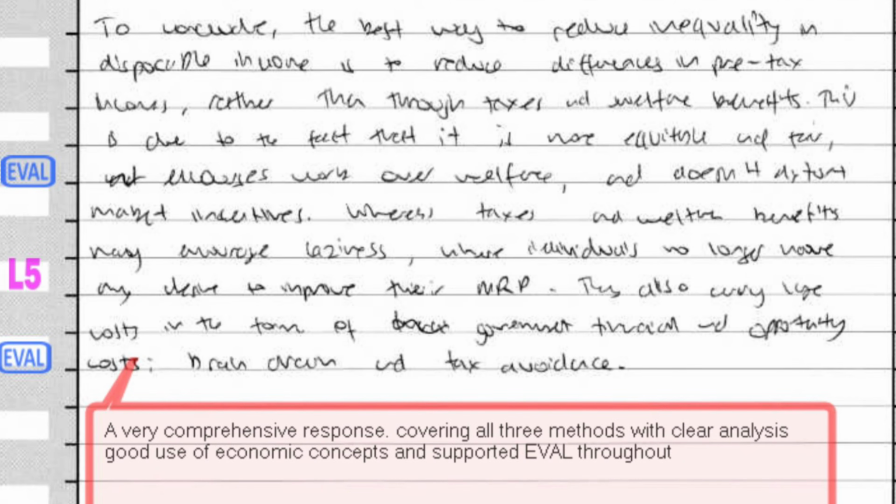And now finally, my conclusion. To conclude, the best way to reduce inequality in disposable income is to reduce differences in pre-tax incomes rather than through taxes and welfare payments. This is due to the fact that it is more equitable and fair, encourages work over welfare, and doesn't distort market incentives. Whereas taxes and welfare benefits may encourage laziness, where individuals no longer have any desire to improve their MRP. They also carry large costs in the form of government, financial, and opportunity costs, brain drain, and tax avoidance.